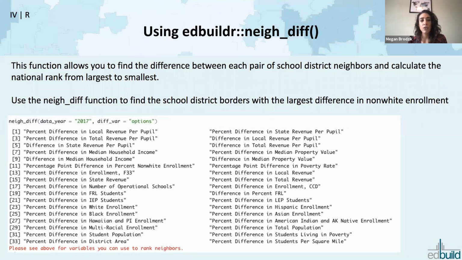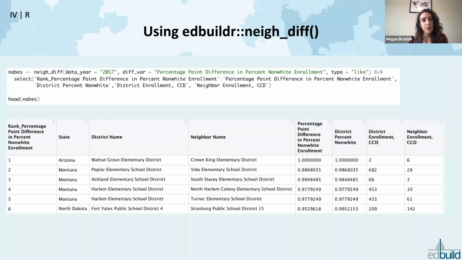Throughout our package, this options feature is included in a lot of the functions to help users in the case of picking variables when you might not know the spelling or the name exactly. Once I find in this list percent non-white, so I think that's number 11, percentage point difference in percent non-white enrollment, I can go ahead and use my NADIF function. I'm making a table here of neighbors. I've specified my data year, 2017 again. My diff var, now I've got the exact spelling and the exact name of that.